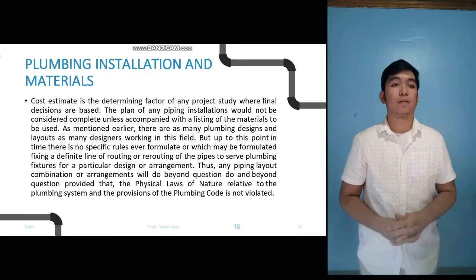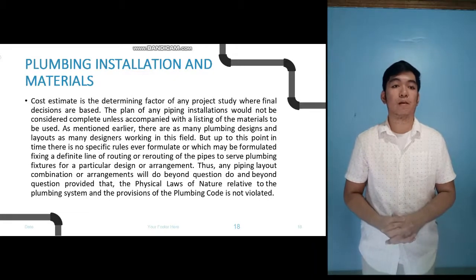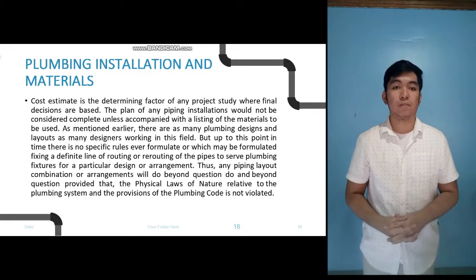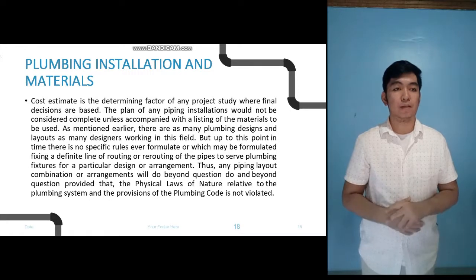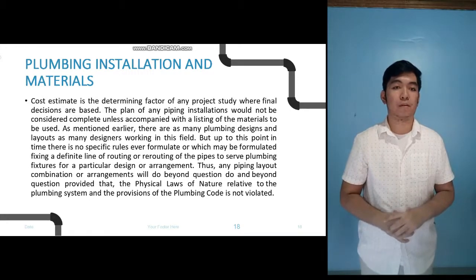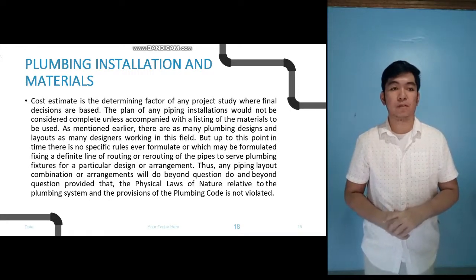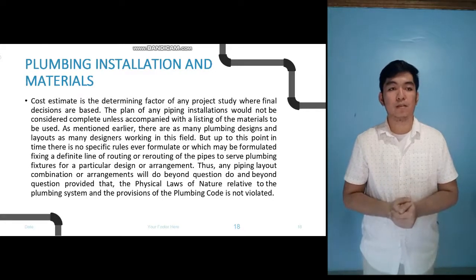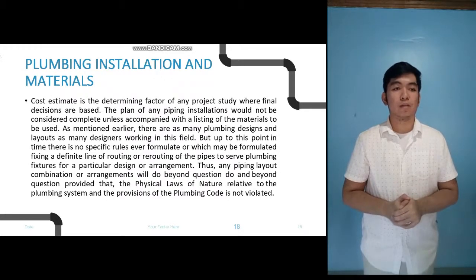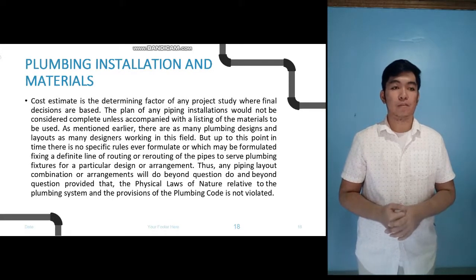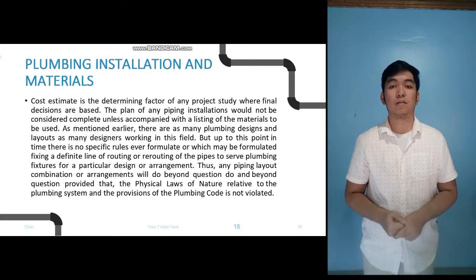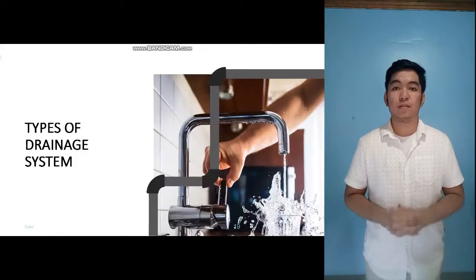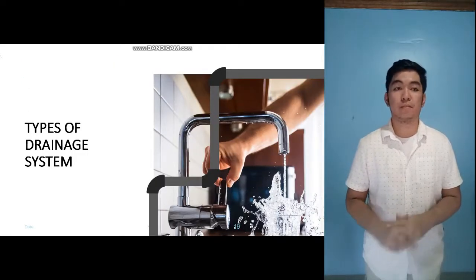But up to this point in time, there are no specific rules ever formulated, or which may be formulated, fixing a definite line of routing or rerouting of the pipes to serve plumbing fixtures for a particular design or arrangement. Thus, any piping layout combination or arrangement will do and is beyond question, provided that the physical laws of nature relative to the plumbing system and the provisions of the building code are not violated. So next is the type of drainage system.